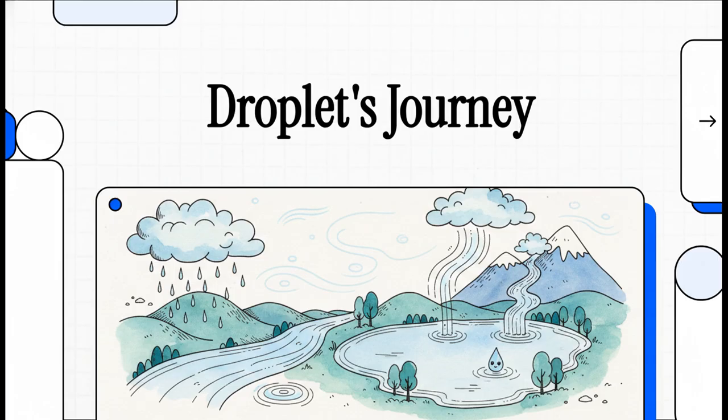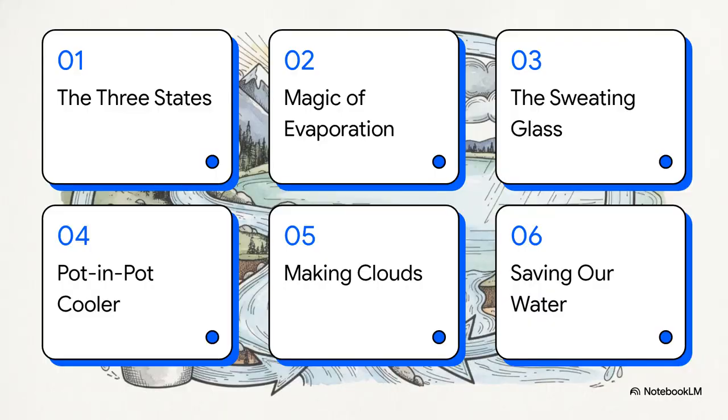Today, we're going to unlock the secrets of how water behaves, why it seemingly just vanishes into thin air, and how it manages to travel all across the globe. So grab your virtual lab coats because we have a lot of investigating to do. Okay, let's take a quick look at our lab schedule. First, the 3 states. Second, the magic of evaporation. Then, the sweating glass. After that, we'll build a pot cooler, make some clouds, and finish up with saving our water. Let's get to it.